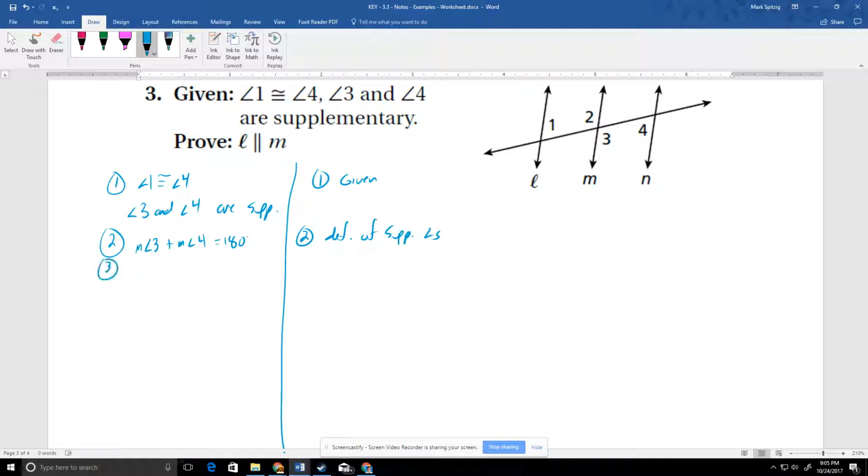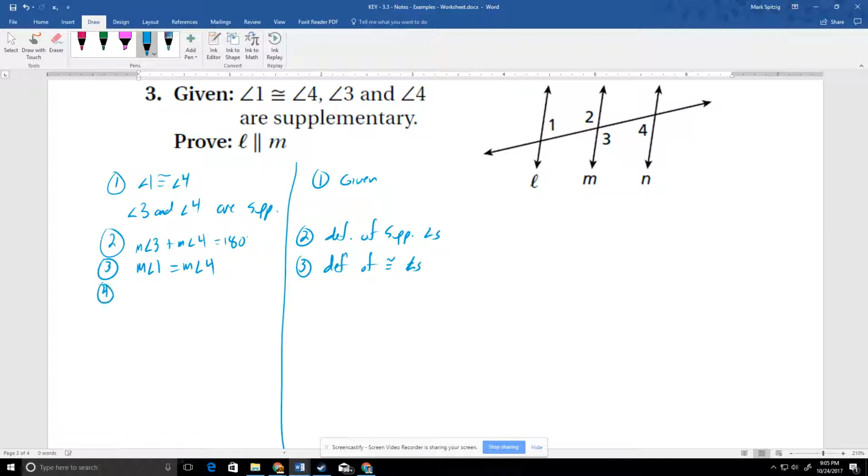Then we have step 3. Well, now I'm going to go back up to the other given. It says angle 1 is congruent to angle 4. So I'm going to say that means the measure of angle 1 is equal to the measure of angle 4. And then again, that's just taking something that is congruent and saying the measures are equal. So that's just the definition of congruent angles.